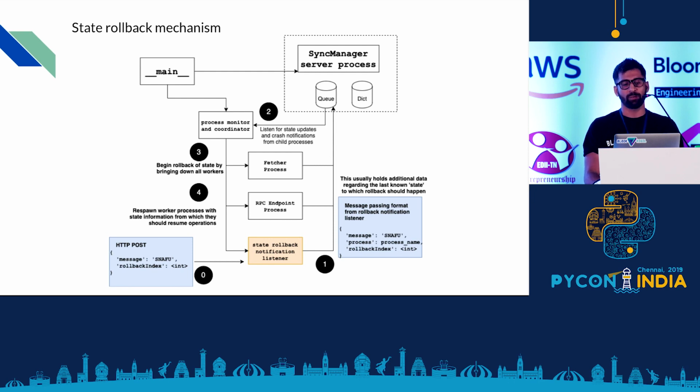It begins rollback by bringing down all the child worker processes, right? Once it has brought down the child worker processes, it will respawn worker processes with the state information from which they should resume operations. For this basic example, I have something called rollback index because that's what the fetcher process does. It starts fetching based on an index of data.